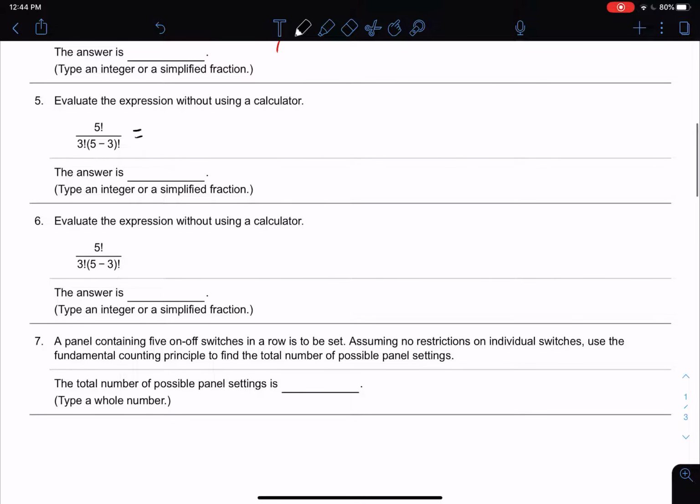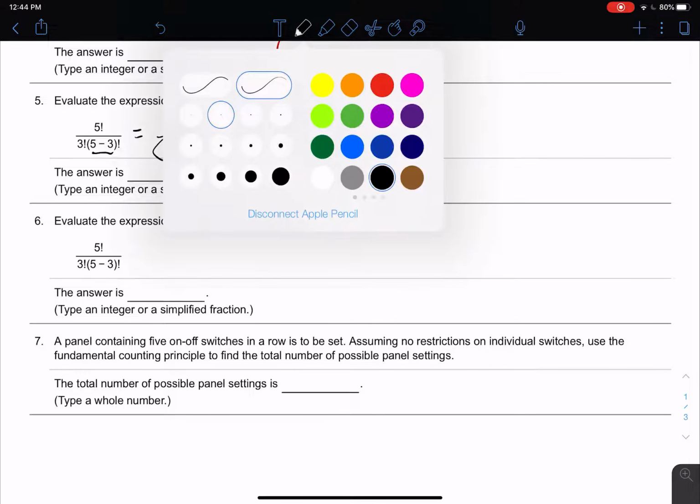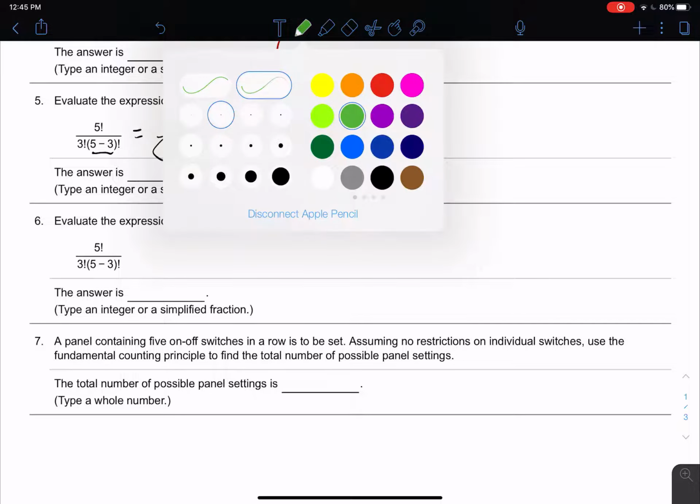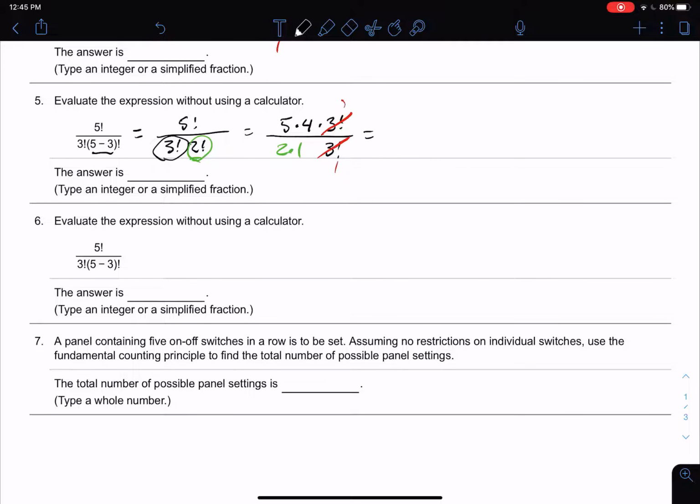Okay, moving on to the next one. We have 5 factorial over 3 factorial, and 5 minus 3 is 2 factorial. So when we match these up, 5 times 4 times 3 factorial, I like to match up my largest factorial in the denominator. That way I get to reduce as much as I can, right? That reduces down to 1. Remember, we still have 2 factorial, which is just 2 times 1. So you can reduce, or you can just realize that this is what? 5 times 4 is 20 divided by 2, which equals 10. Or reduce with the 2 and the 4. In any case, you're going to get 10.